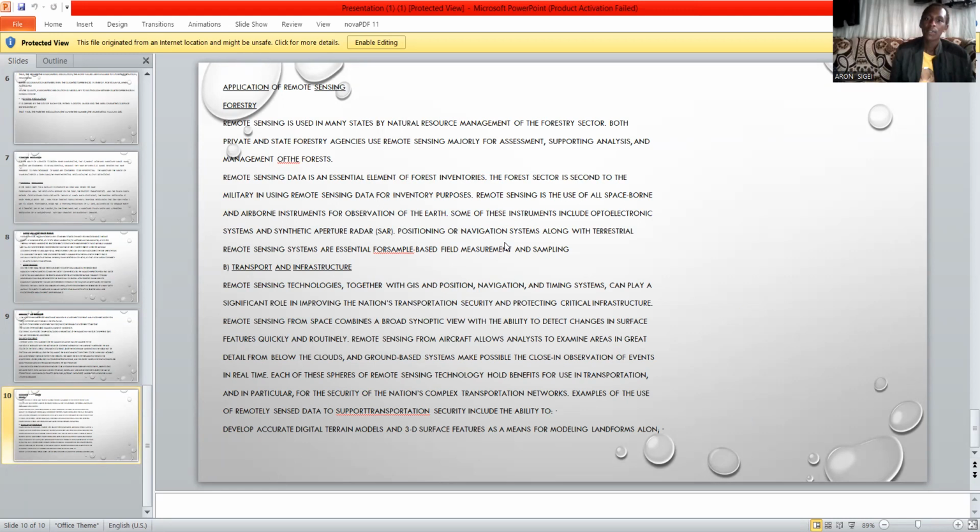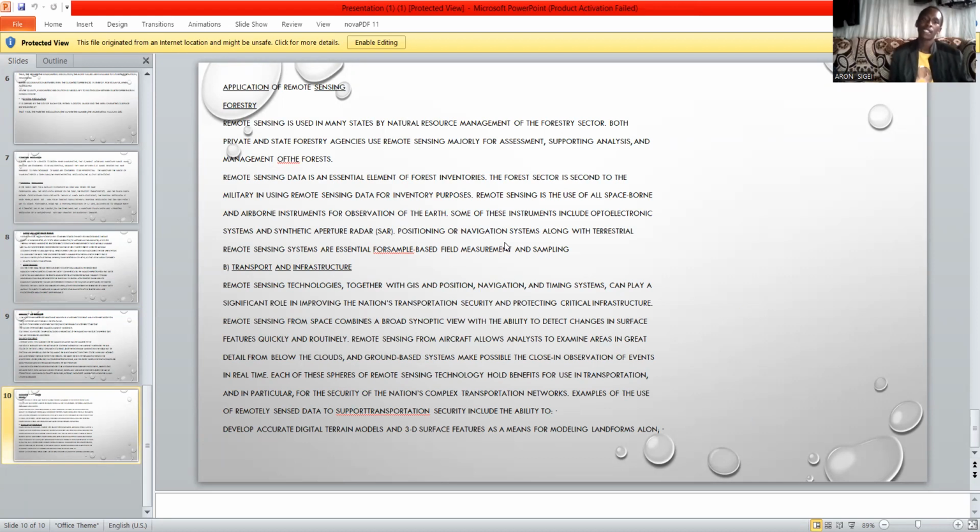Remote sensing is the use of all spaceborne and airborne instruments for observation of the Earth. Some of these instruments include optoelectronic systems and synthetic aperture radar. Positioning and navigation systems along with terrestrial remote sensing systems are essential, for example, for field-based measuring and sampling.